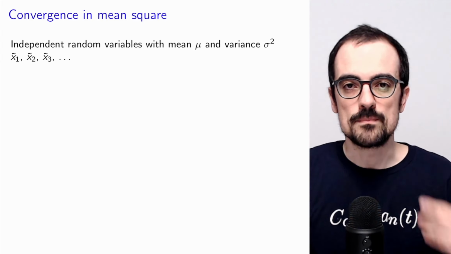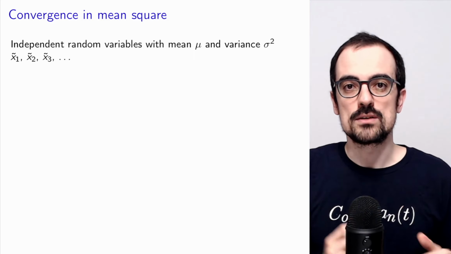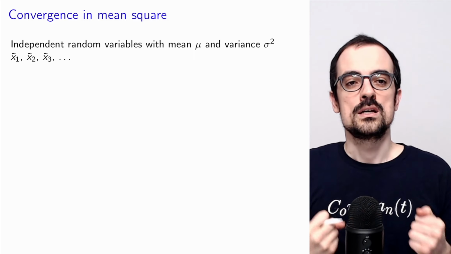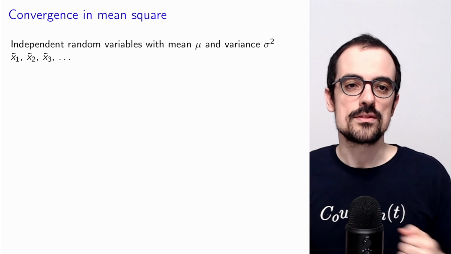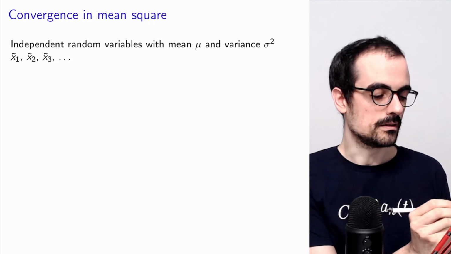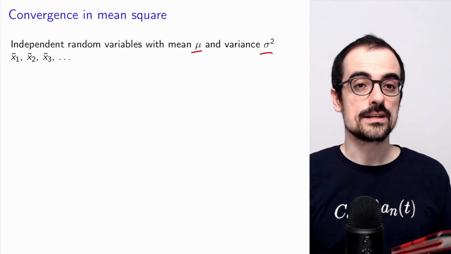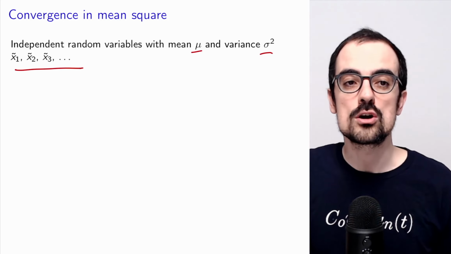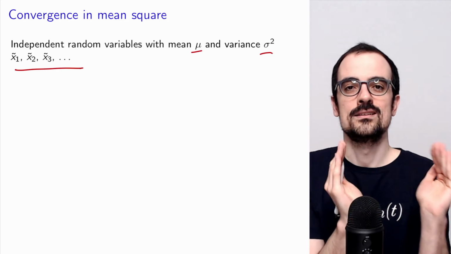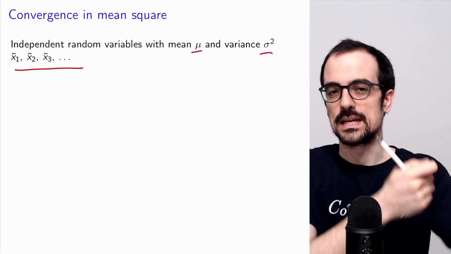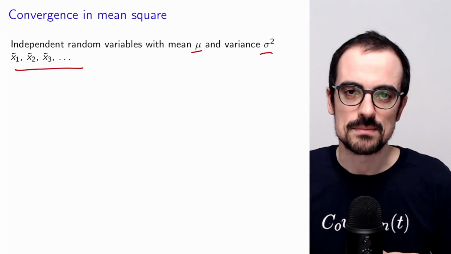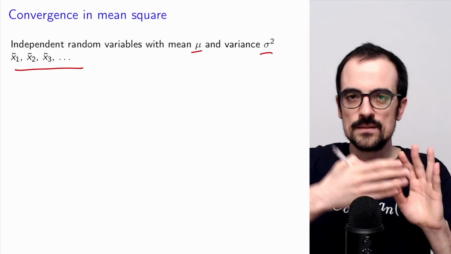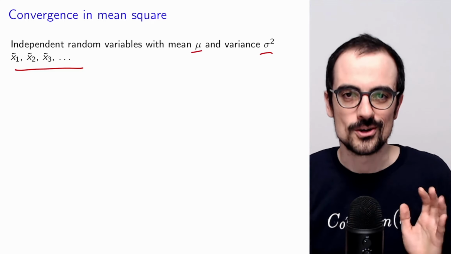This is an example of a wider phenomenon where you have independent random variables with a fixed mean and finite variance, and you consider a sequence of them. Here we no longer have just little n random variables obtained, for example, via random sampling from a population. Here we assume that this sequence goes on and on and on, okay?